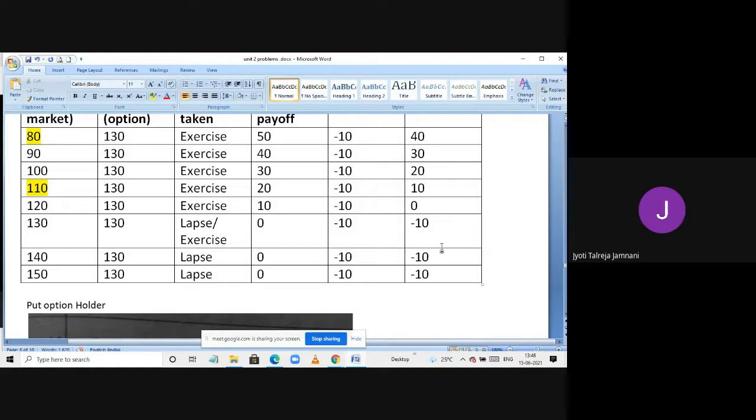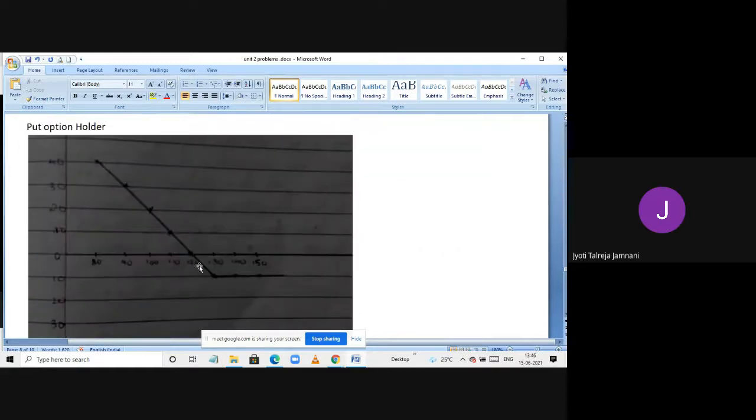You can see here in the table. So when we join those lines, we have this graph. The loss is minus 10 maximum. You will not lose beyond that because only the premium is what he will lose if he lapses the option. But the gains are unlimited.